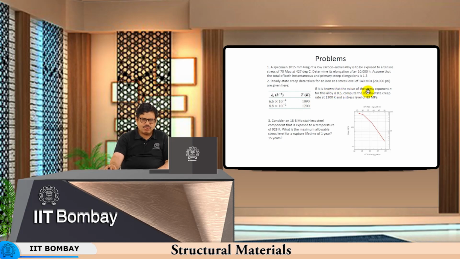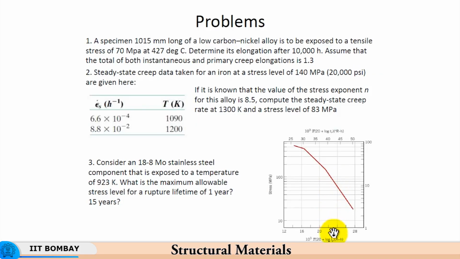If it is known that the value of stress exponent n for this alloy is 8.5, compute the steady state creep rate at 1300 degrees Kelvin and a stress level of 83 MPa. So, basically this data will enable you to get the value of sigma, and then you have this creep rupture test. So, you have been given the value of stress as 140 MPa, and the corresponding value of Larsen-Miller parameter can be obtained from here, and using this data one can calculate the constants C and K1 in the other expression and then solve this problem.